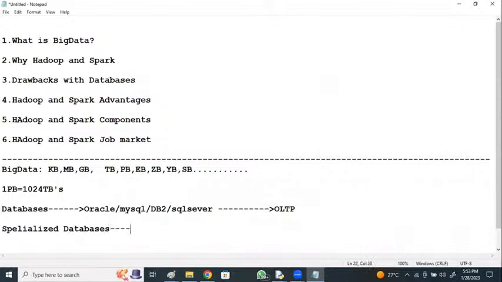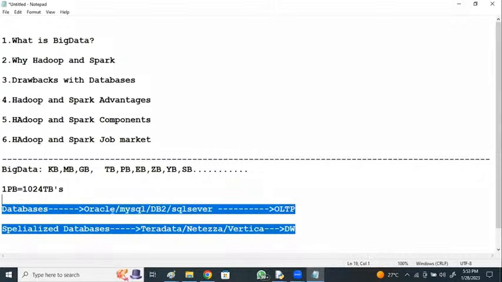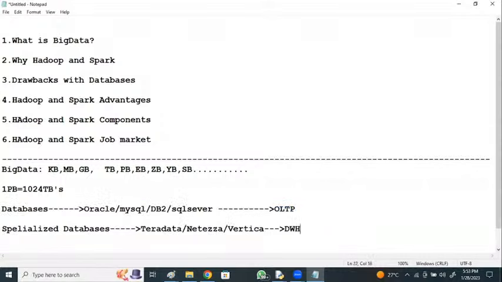Databases used for data warehouse purposes, like Teradata, Netezza, and Vertica. These are used for OLAP, DWH, data warehouse purposes. OLAP means online analytical processing. Databases and specialized databases, both are used for this.